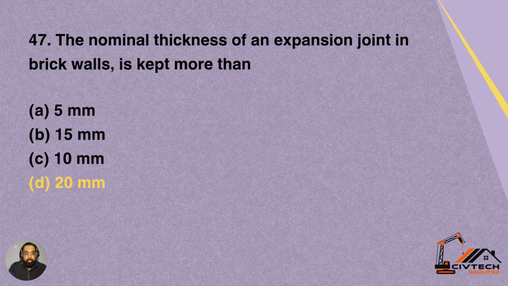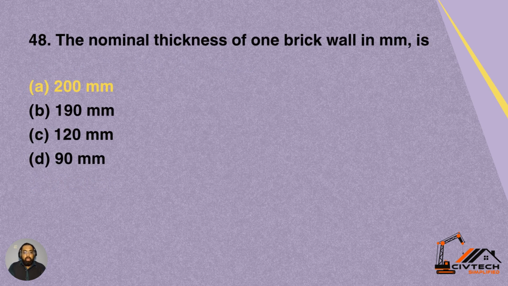Then we have question 47. The nominal thickness of an expansion joint in brick walls is kept more than. So how much thickness is kept for the expansion joint in a brick wall? Number A, 5 mm, B, 15 mm, C, 10 mm or D, 20 mm. So it's normally 20 mm at least. The thickness of the expansion joint in a brick masonry wall is kept more than 20 mm. Option D is correct for this question.